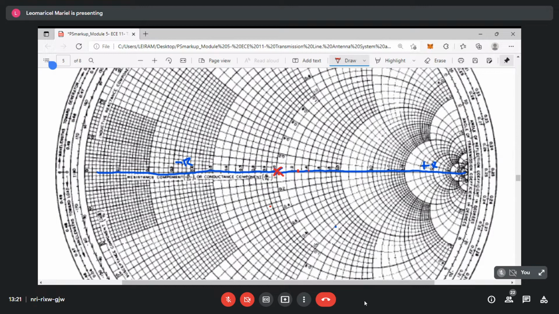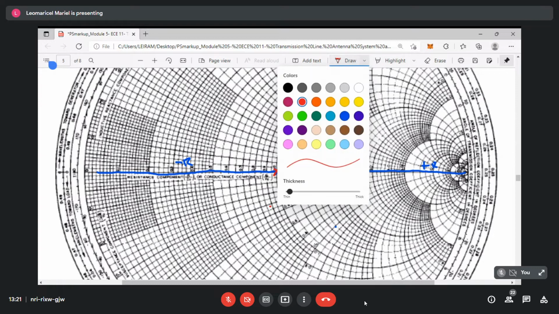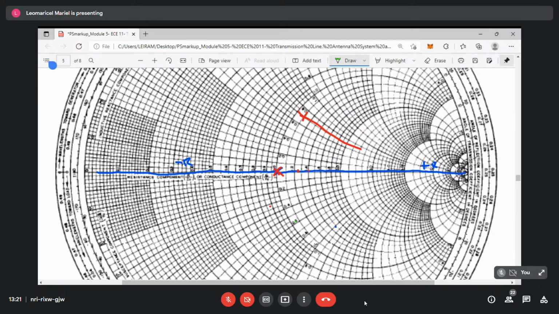Makukuha mo yung, halimbawa, ito axis na to. Yan yung belong dun sa sinasabi ng 1.2. Kukunin mo yung distance. Okay? Halimbawa, dito mo siya nakuha. So, from here to that point, kukunin mo yung distance nun. Okay? Kukunin yung distance.